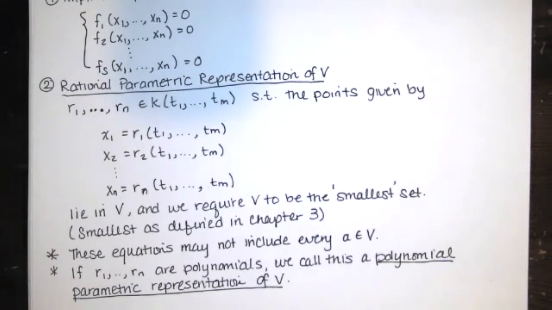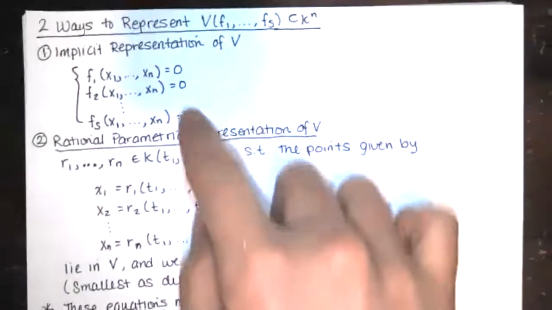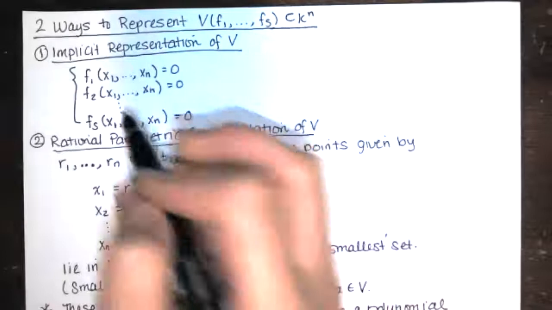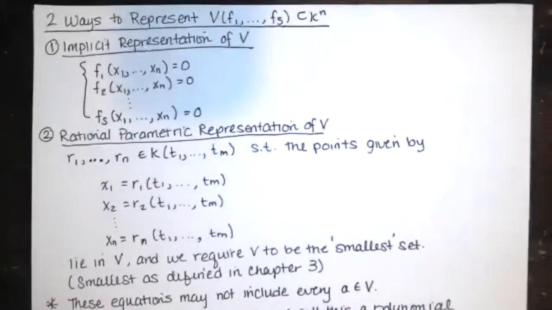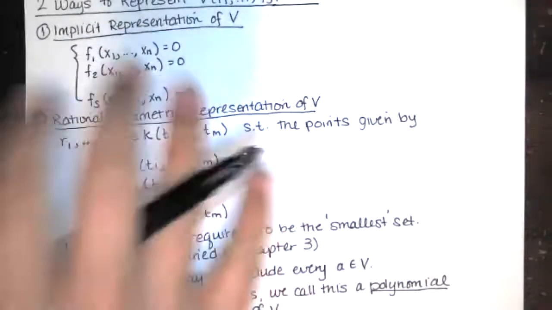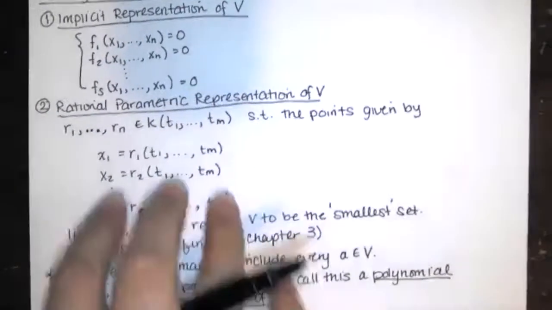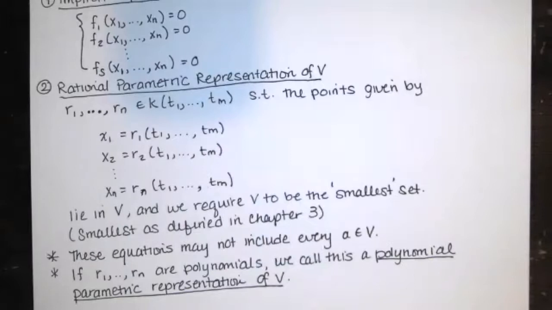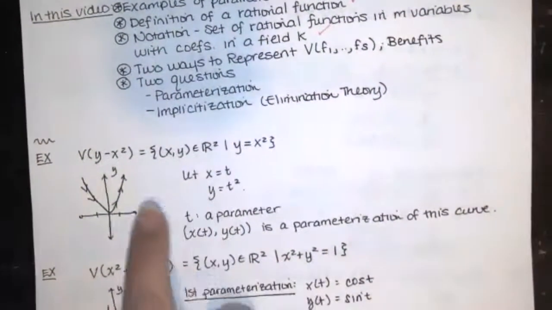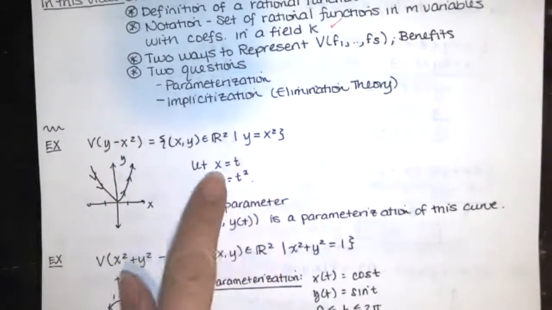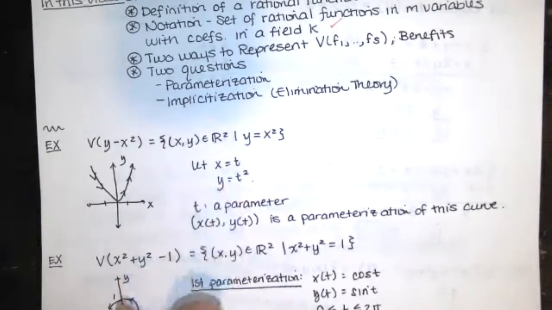Okay, so now we have two different ways to represent V. We can represent V implicitly with the original equations, those original polynomial functions in x sub 1 through x sub n set equal to 0. And remember that V is the solution set of that. Or we can represent the solution set in this way. It's the same thing as what we've been talking about before. We can represent V as y equals x squared, or we can represent V by this parametric representation given by x equals t and y equals t squared.